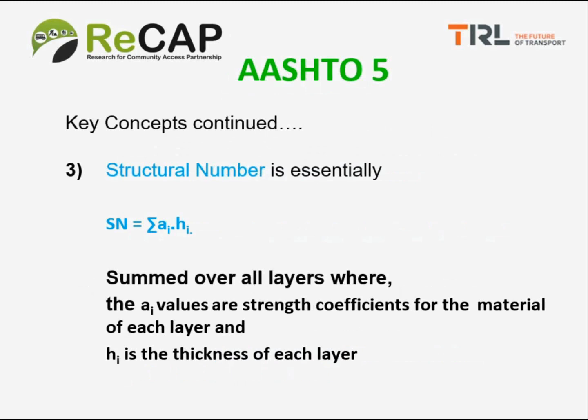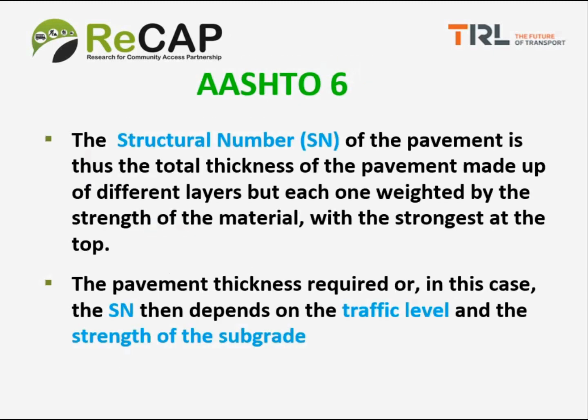The second concept is the structural number. It is essentially the total thickness of the pavement, but each layer is weighted by its strength. So in the equation you can see before you, H is the thickness of the layer and A is its strength. The strength is calculated from the normal methods that engineers use to measure the strength of materials. That's all in the manual, and that's quite easy to do. By calculating the structural number of one pavement compared with another, you can immediately see which one will carry the most traffic. So structural number is the second concept.